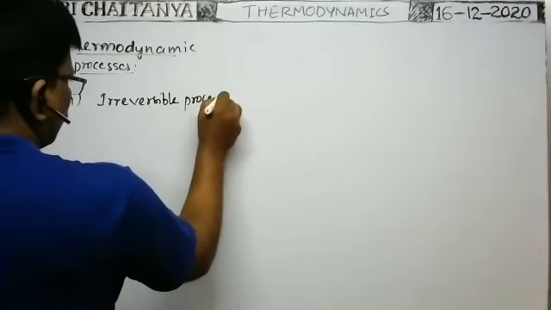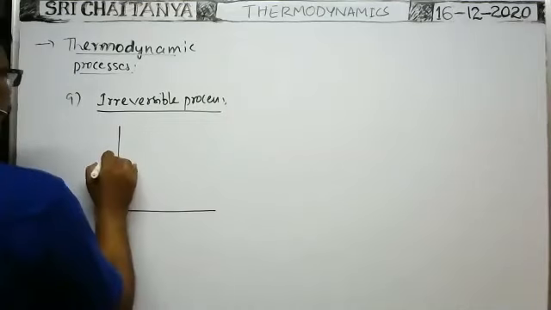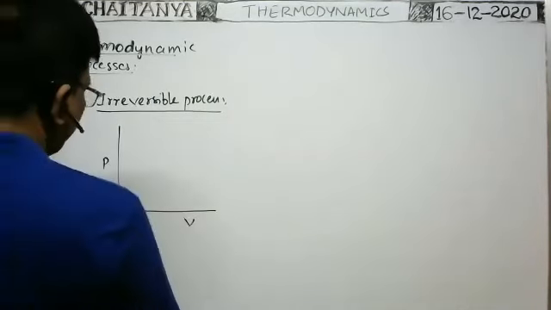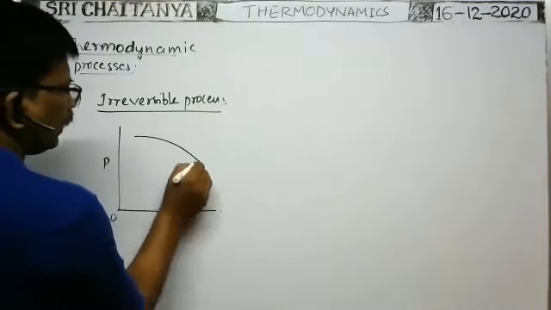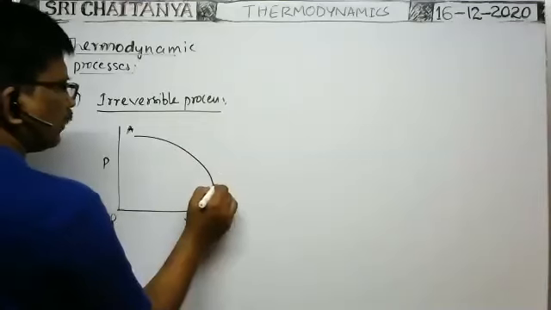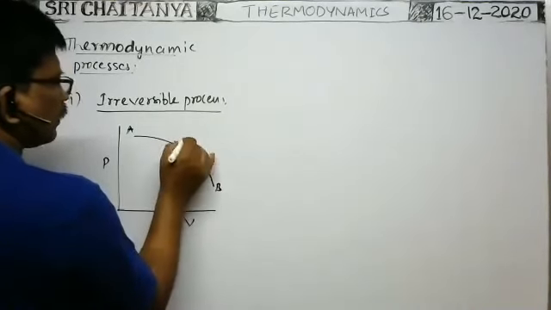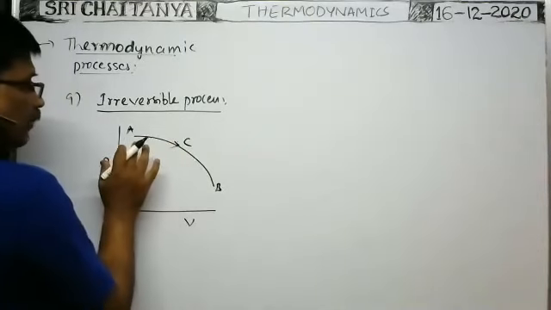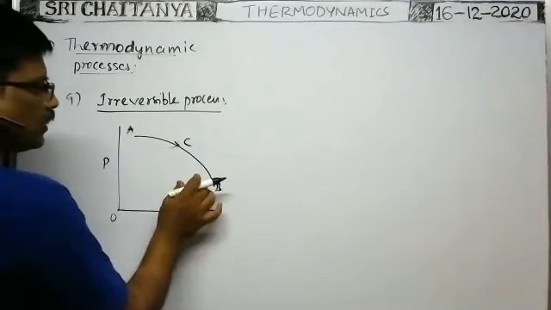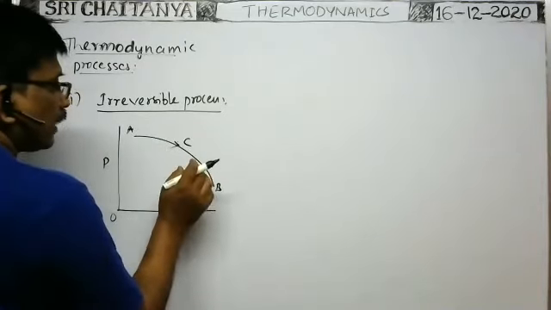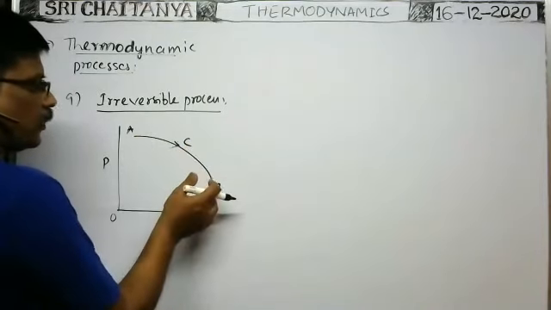Irreversible process. Here, in this case, the system changes state from A to B in the direct process, suppose along the path A, C, B. Whenever the state changes from A to B along the path A, C, B in the direct process, in the reverse process the system cannot come back to the initial state by passing through the same states as in the direct process.